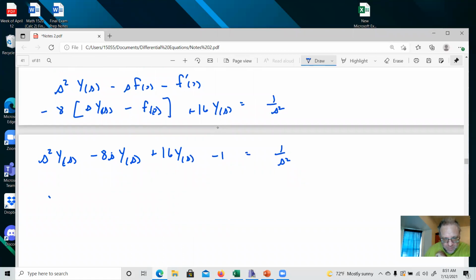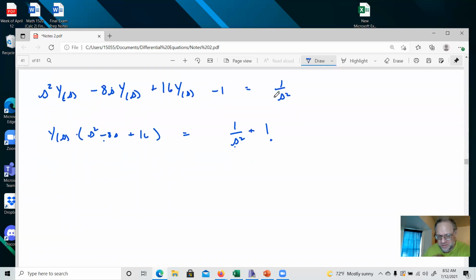Okay, so here we have Y(s) times s squared minus 8s plus 16 is equal to, and we're going to have 1 plus, I'll do it slow, 1 over s squared, plus 1, but we're going to have to divide by this, and that's actually not too bad. We're still going to have to do partial fractions here, but do we want to do it once or twice? I'd say we pretty much always want to do it once. So this is going to be 1 plus s squared over s squared, isn't it?